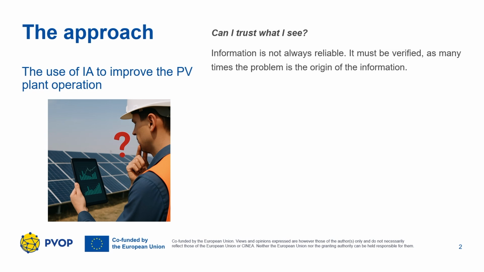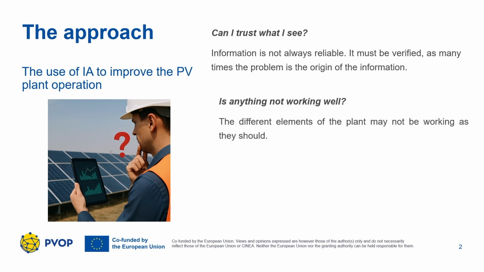Information is not always reliable. Sometimes the problems are the data itself. Something is not working well. The different elements of the plant may not be working as they should.